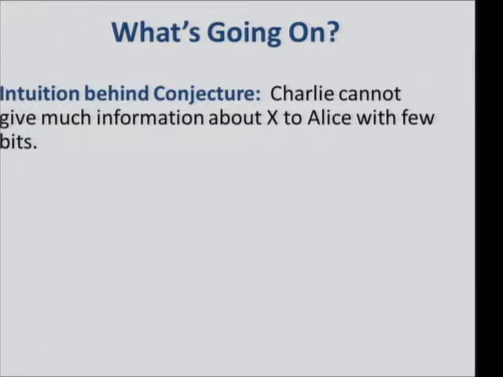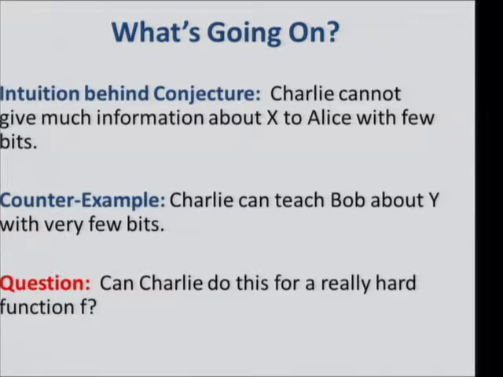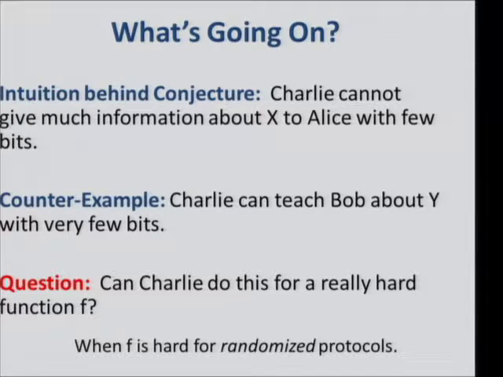So what's going on? Let's recap what's happening. The intuition behind the conjecture is that Charlie cannot give much information about X to Alice, and as I said, the counterexample shows that Charlie can teach Bob about Y with very few bits. Now the question is, can Charlie do this for a really hard function? Equality is not a very robust function, right? Can he do the same trick for a function that's really hard? Let's say for when F is hard for randomized protocols.